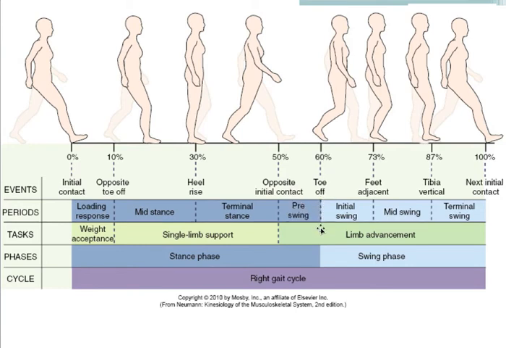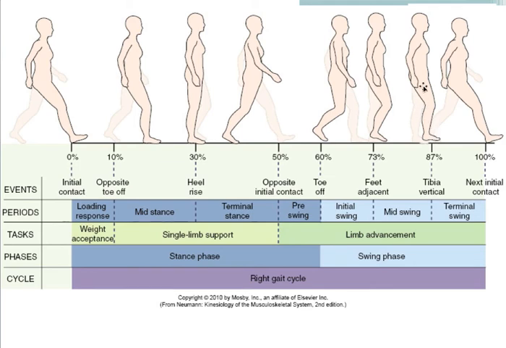And then we enter the swing phase, and the swing phase is divided into 3 elements, and that's initial swing, which occurs from 60 to 73%, and 73% is when the ankle is adjacent to the opposite limb. And then finally we go from the end of initial swing to mid swing, and mid swing is when the tibia is vertical with the global axis or the Earth system.